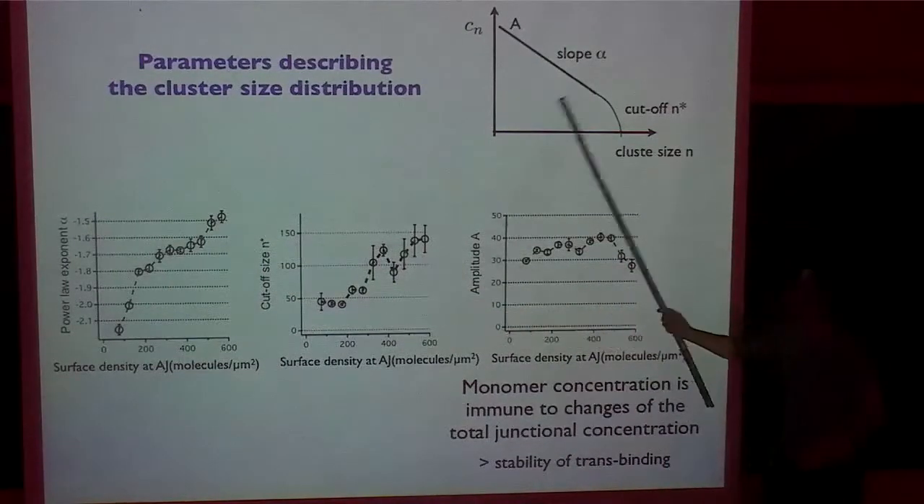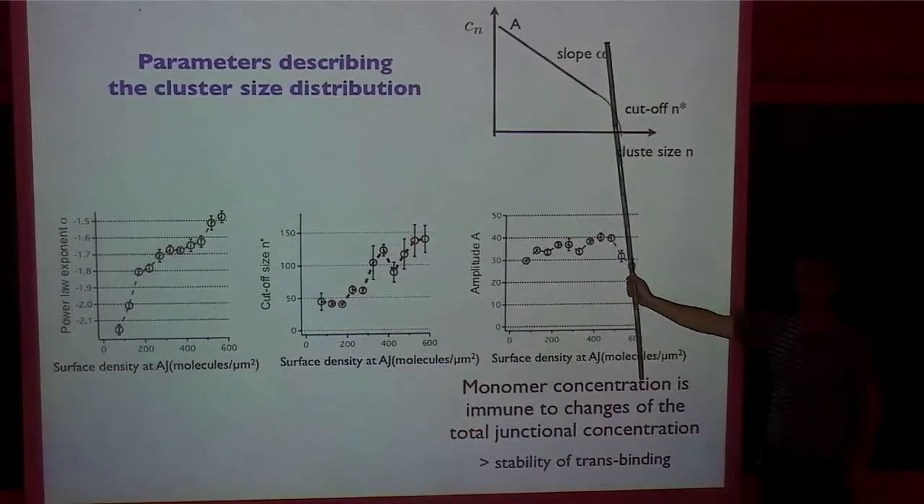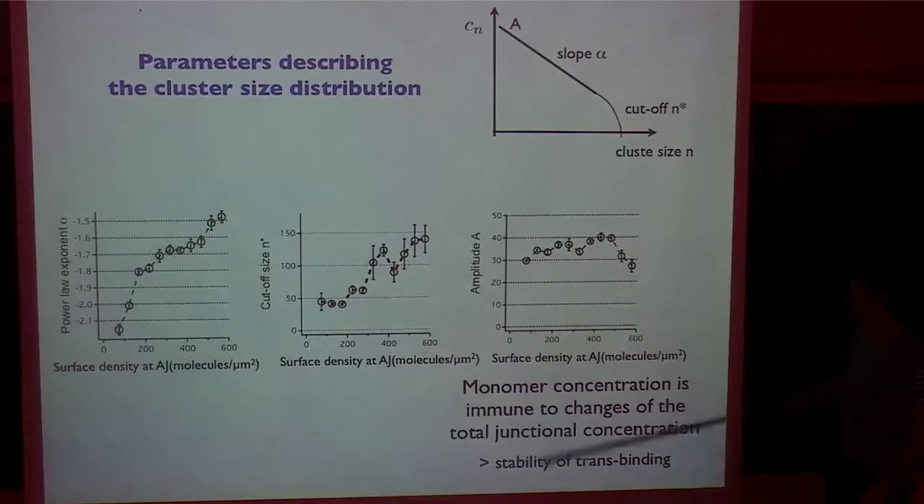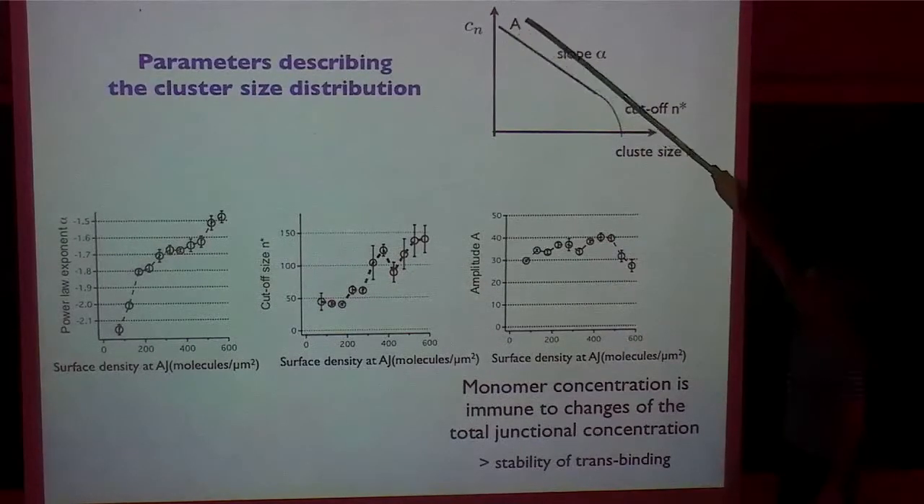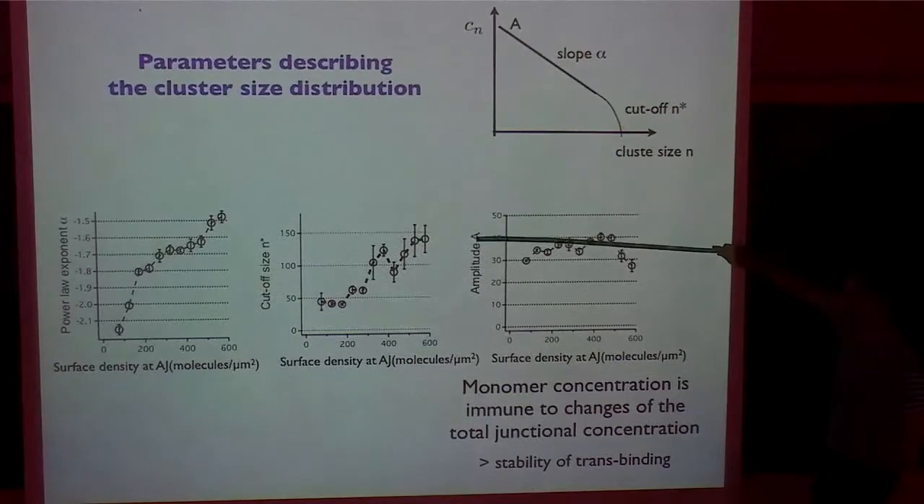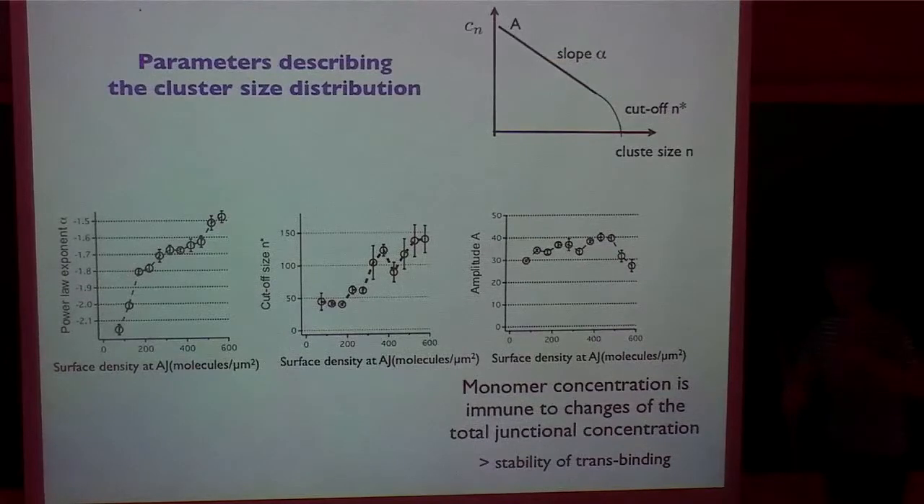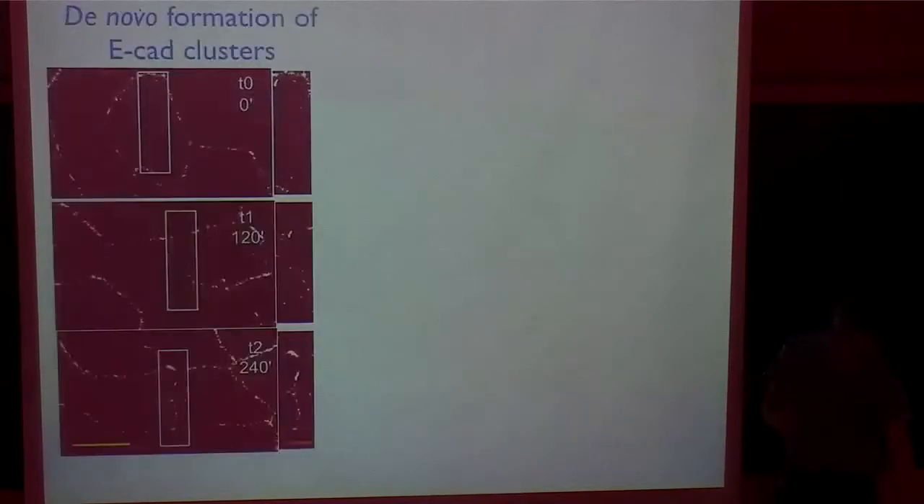You can look at the cutoff, so this size above which there are not many clusters, with an exponential decay, and you can look at the amplitude. The amplitude of this monomeric species is constant over a large range of surface density of E-cadherin, suggesting that monomer concentration is immune to changes of the total junction concentration. So this suggests stability of trans-binding. Once a molecule has engaged into clusters, it doesn't come back into monomers easily.